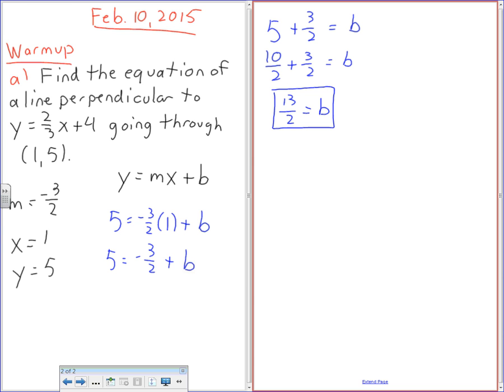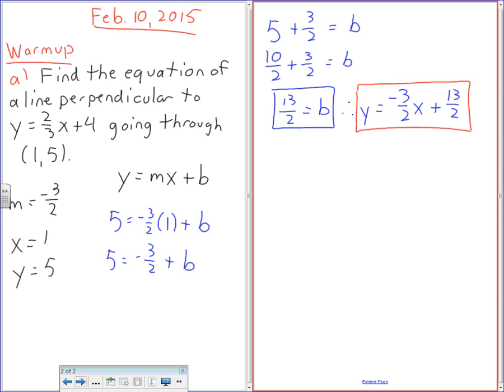So my final equation is, therefore, y equals negative 3 over 2 x plus 13 over 2. Now, hopefully I explained this well enough yesterday in the video. The x and the y can change, right? So you can put any values in for that. The only part that makes this equation unique is your slope and your y-intercept. Do you have any questions there?